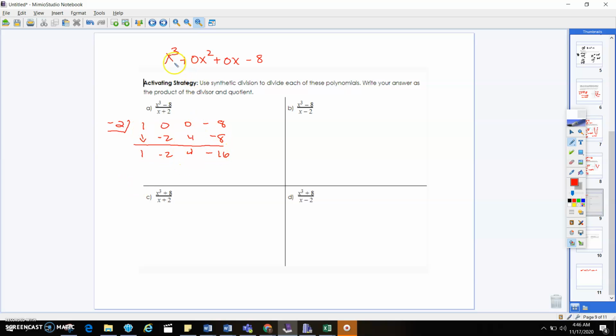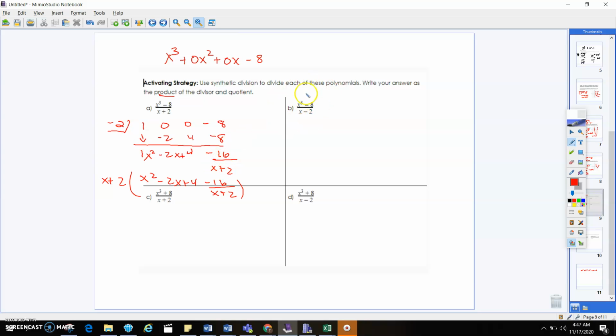Okay, so then we're going to do one less exponent. So that's going to be x squared minus 2x plus 4. And then this guy is a remainder, so we're going to put him over our divisor. Okay, so this is going to be x squared minus 2x plus 4 minus 16 over x plus 2. Okay? So product meaning multiplying. Okay, so we're going to actually write this out as x plus 2 out in the front. Okay?